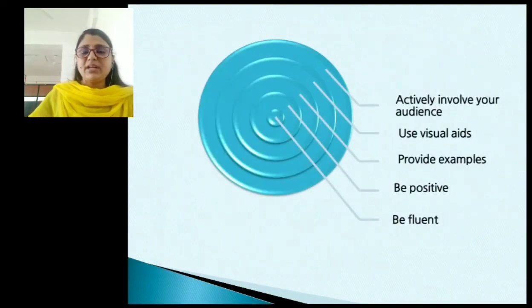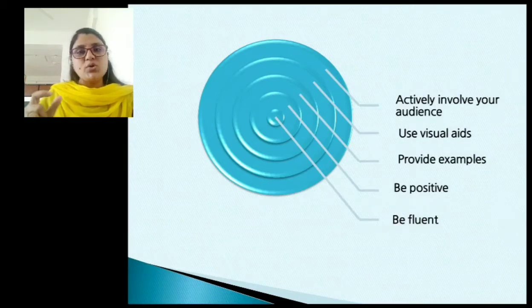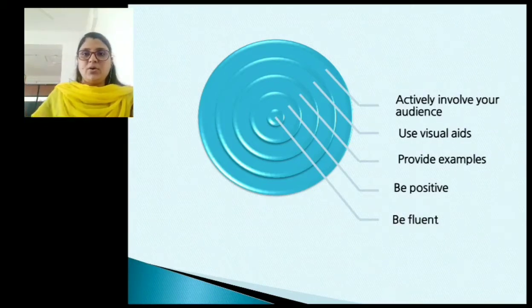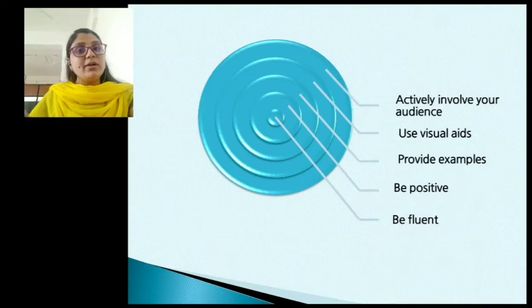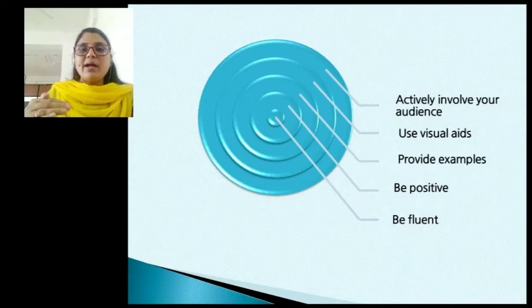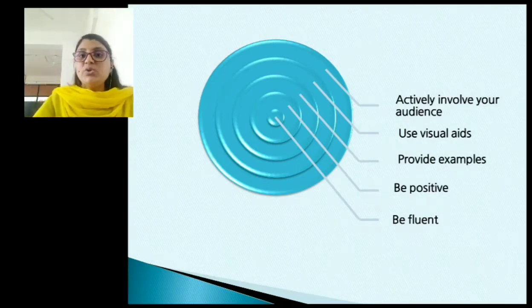Then next is actively involve your audience. You should involve your audience in your presentation, which is possible when there is two-way communication between the audience and the presenter. So, you should involve the audience by asking questions and by taking feedback. Again, if some audience members are interested in talking, you should give that type of audience member the opportunity to talk in front of the audience. So, that is the thing. Then use visual aids. I already told you, you should use visual aids.